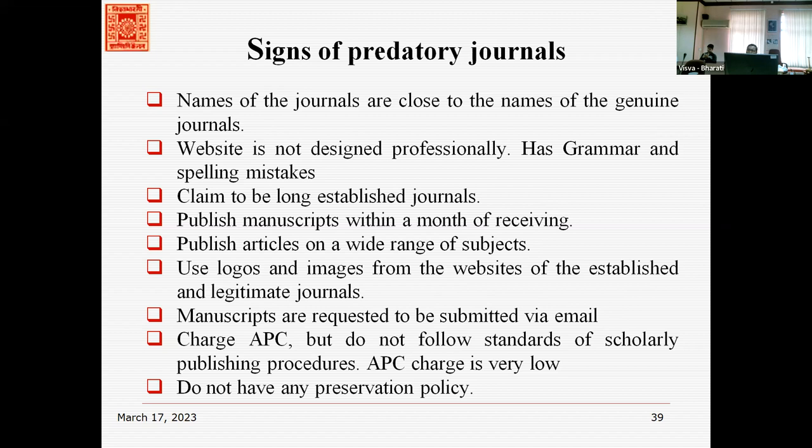And they publish very frequently, within a month after receiving the manuscript. Another point is they try to cover all subjects, A to Z. Arts to science, humanities to literature, all subjects will be found in one journal. Is it possible? A science journal deals with the science domain, an arts journal publishes arts publications. So they cover a wide range of subjects.